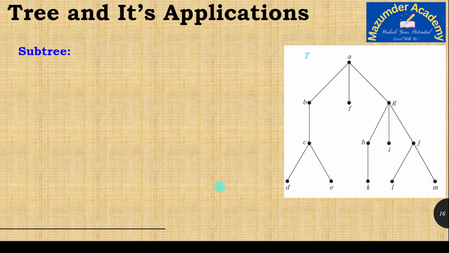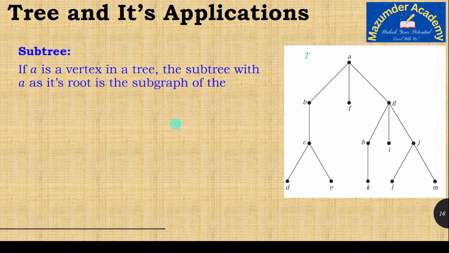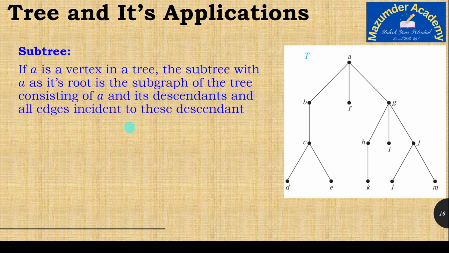Then subtree. In the name itself we can understand sub means part. So if A is a vertex in a tree, the subtree with A as its root is a subgraph of the tree consisting of A and its descendants and all edges incident to these descendants. For example, if we consider C as the vertex, C will be the root of a subtree of this tree T, where C is the root and all its descendants along with the edges incident on them. So this will be the subtree rooted at C.